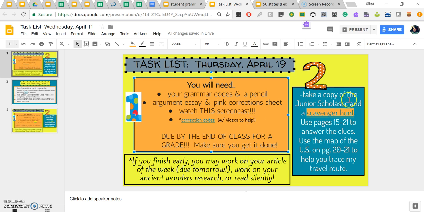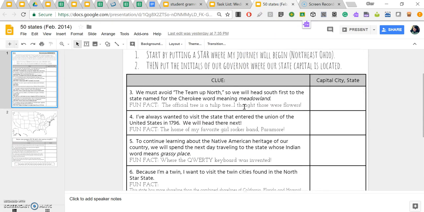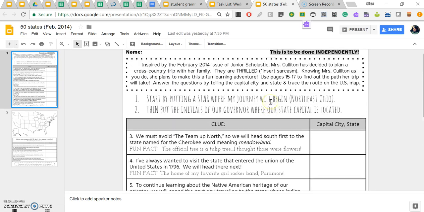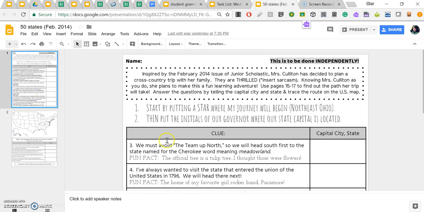When you finish, you're going to take a copy of a Junior Scholastic and this scavenger hunt and read through all the directions. Make sure you put your answers in there correctly. There's a map and the directions tell you to do something with this map. And you're going to make sure that you use the correct page numbers because you're going to be hunting a lot if you're looking on the wrong page. So follow your directions. The first one to turn it in with the most correct answers will win a prize of either some candy or chili cheese nacho or chili cheese Fritos if that's what you like.